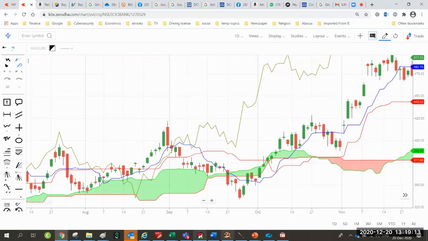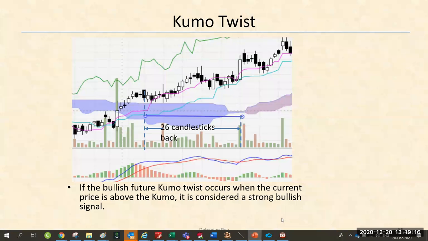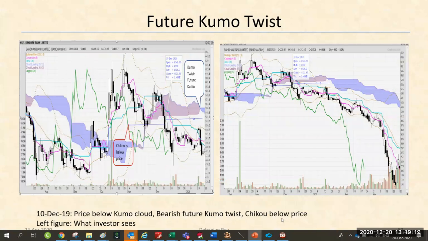So is the Kumo twist concept clear? Clear. Let's go. Okay, so this is a future twist. I have just given one more example. You can see this is a Chikou one, so we'll avoid this because you have not learned the Chikou yet. But on the left side, I have shown a signal where on this particular date, 10th of December, there is a Kumo twist, and it is a bearish twist, not a bullish twist.